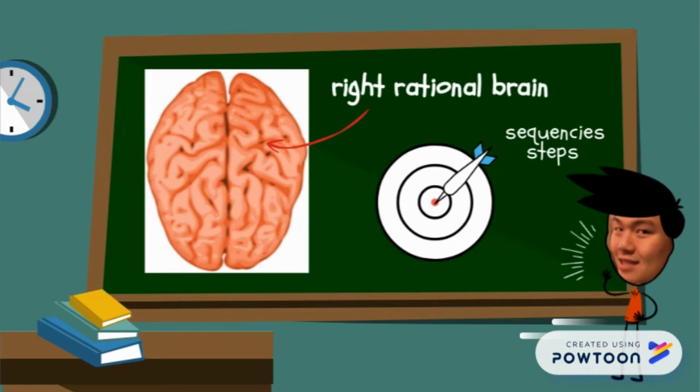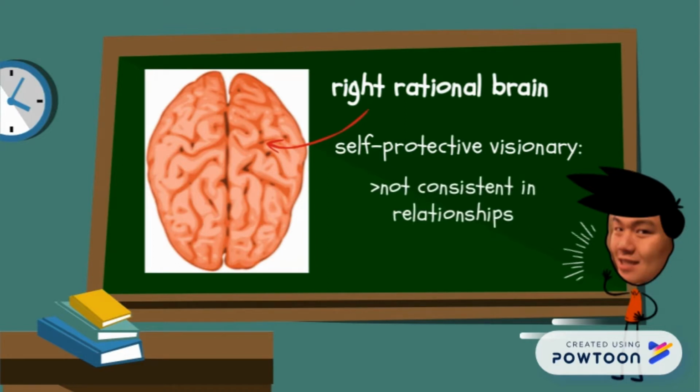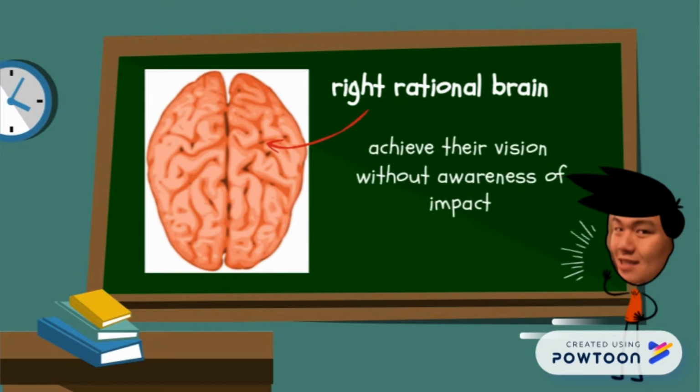A person is a self-protective visionary when they are not consistent in relationships. They are able to identify issues without acting on them immediately. They set unrealistic goals for themselves. They may push to achieve their vision without awareness of the impact.